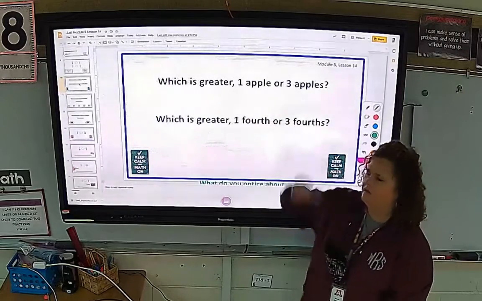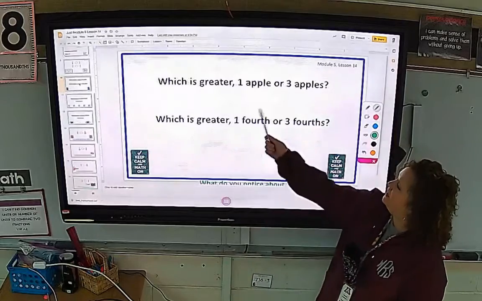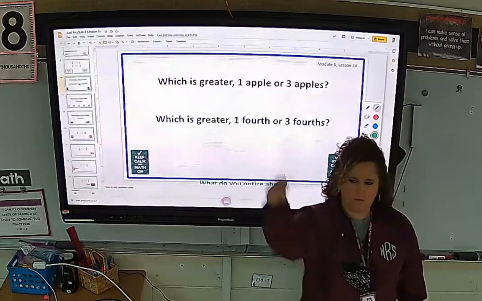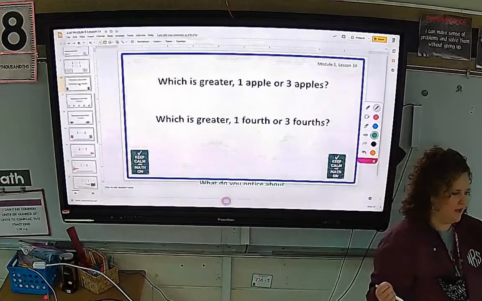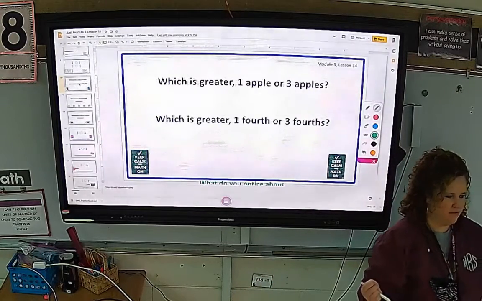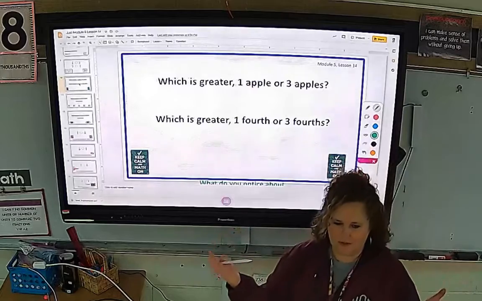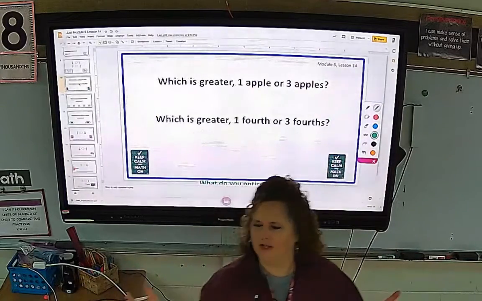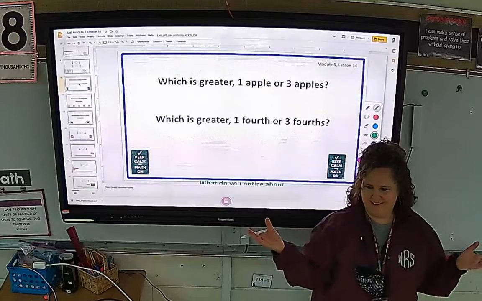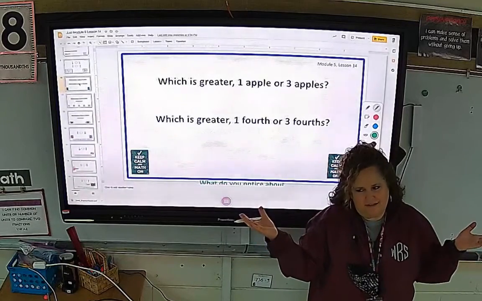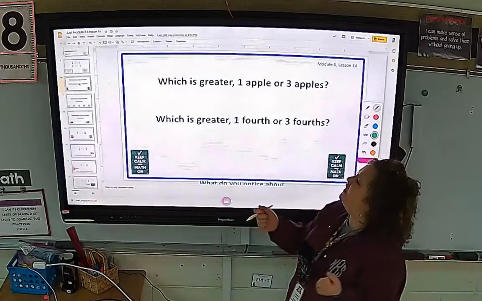All right, so simple question at first. Which is greater, 1 apple or 3 apples? You might feel like you've transported back to kindergarten for just a second. That's all right. Enjoy the simple because it doesn't always stay there. Bailey, what's more? 3 apples, right? That's one.